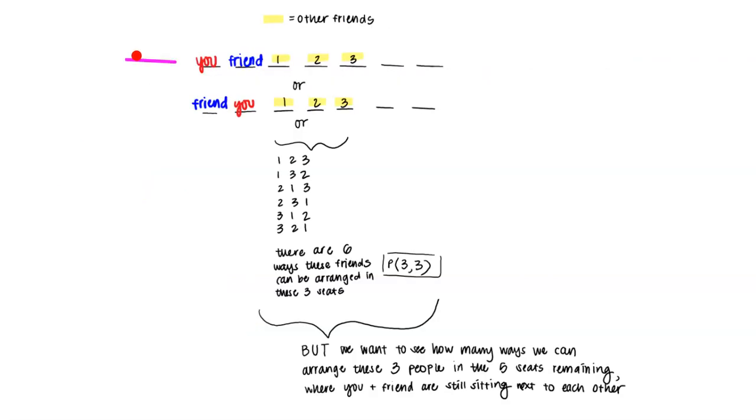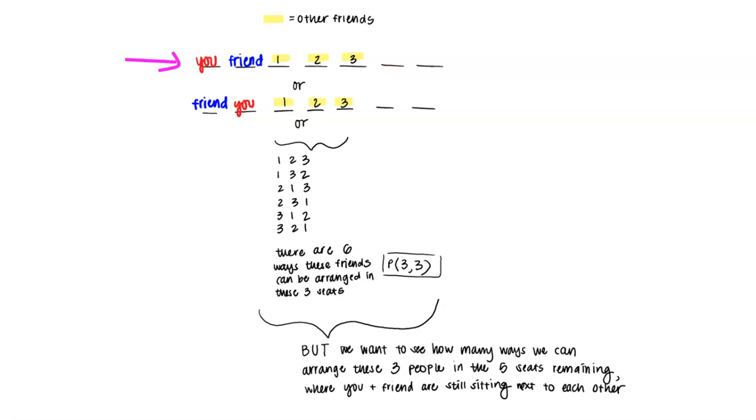So once I fixed me and my friend in 2 seats, then I said that there are 3 remaining friends, the others, and I said that I'm able to arrange them in any kind of order. So it's the permutation of 3, 3, which means that there are 6 different ways that I'm able to arrange these people.